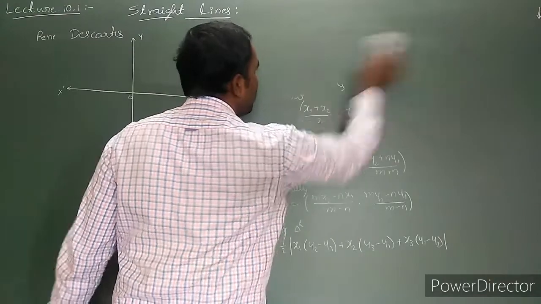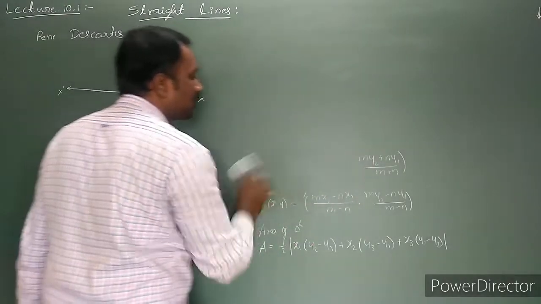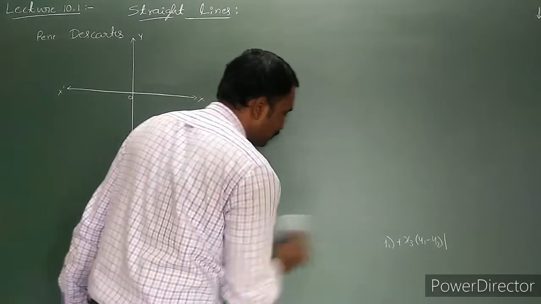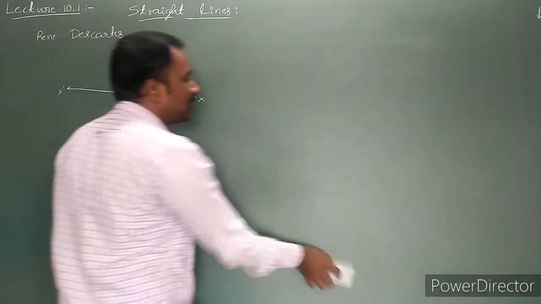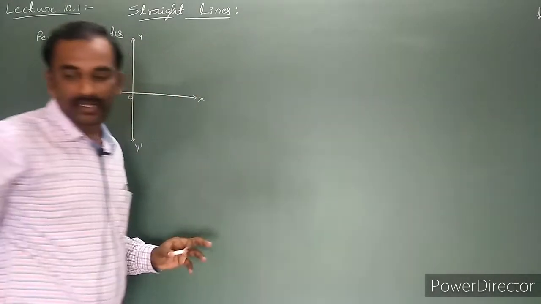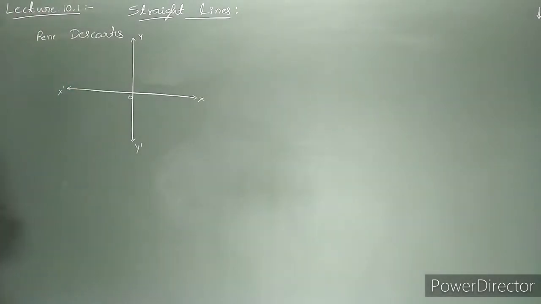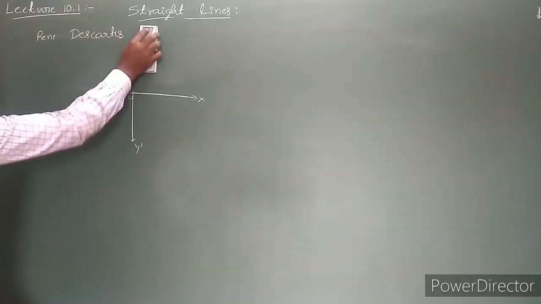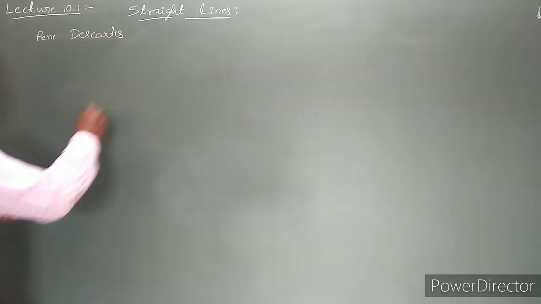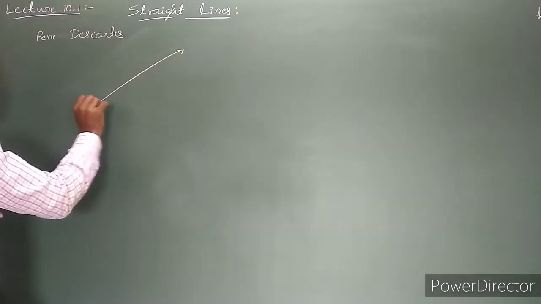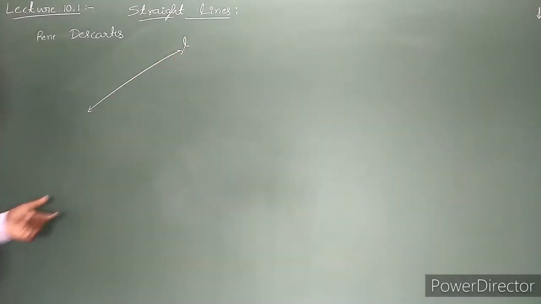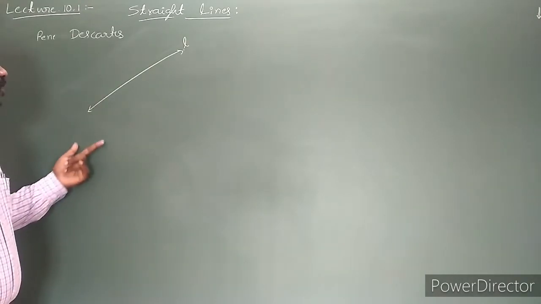line. How is the line? What are the concepts regarding the line we need to study here? So, what is the line? Suppose one line is there. A straight line, we can extend it on both sides. So this is said to be a line.